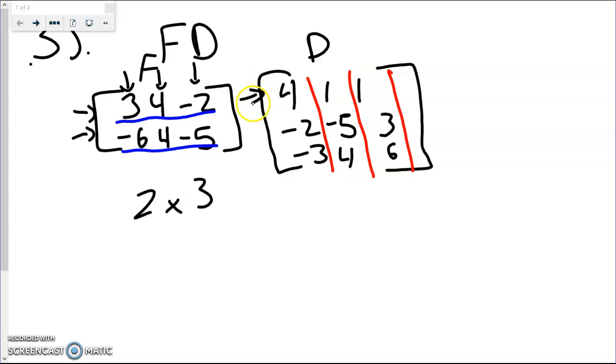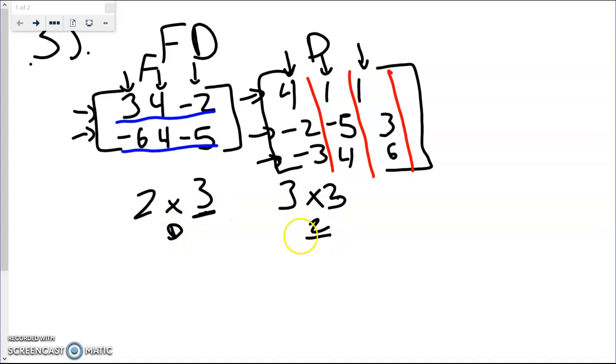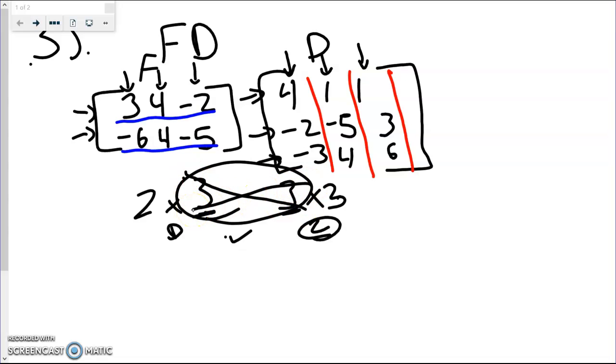Then looking at D, this is 3 sets of numbers going from left to right, and then 3 numbers going up and down, which gives me a 3 by 3 matrix, excuse me. Now we notice here that the number of columns in my first matrix and the number of rows in my second matrix match. So that means that yes, I can multiply these out. And what that also means is, with my imaginary cancel here, I'm going to have a 2 by 3 matrix for my final, okay?